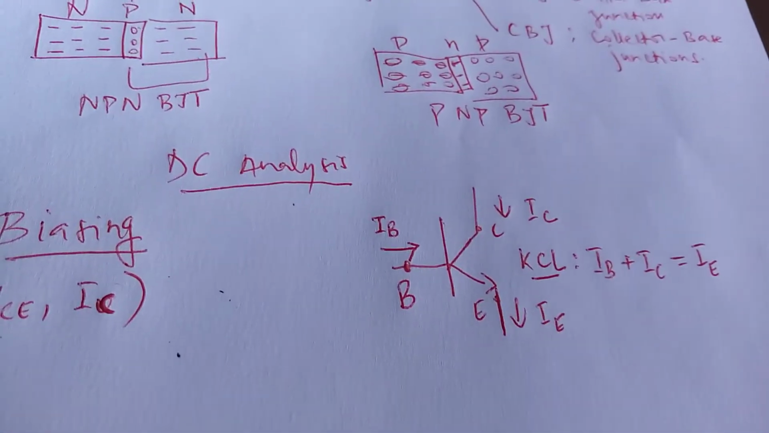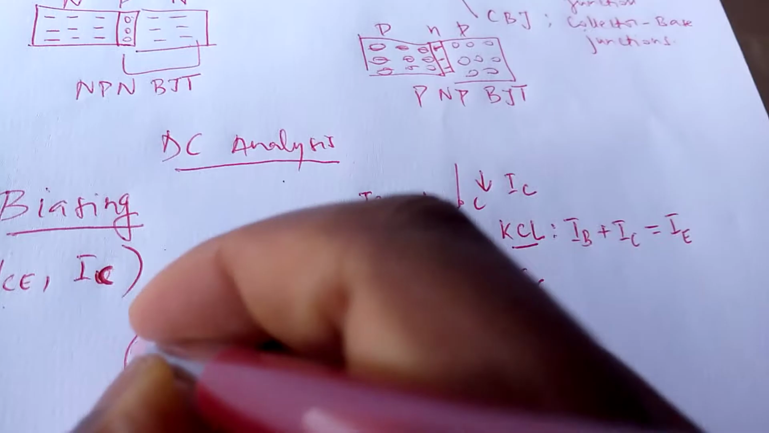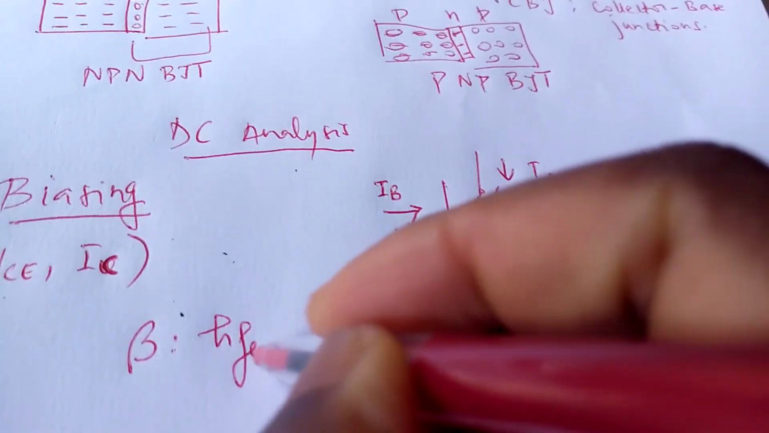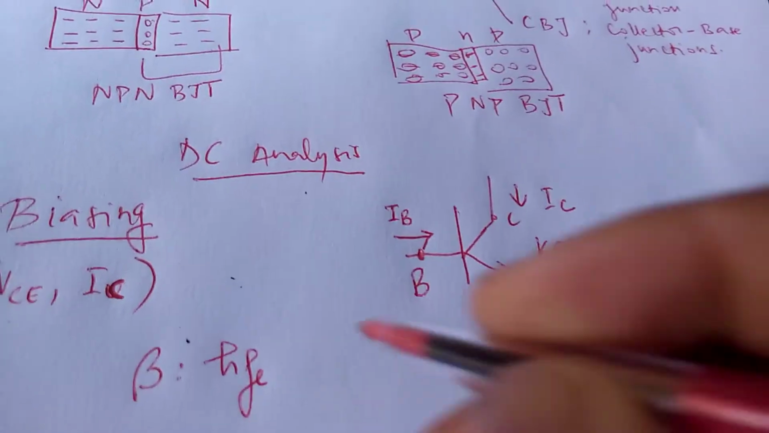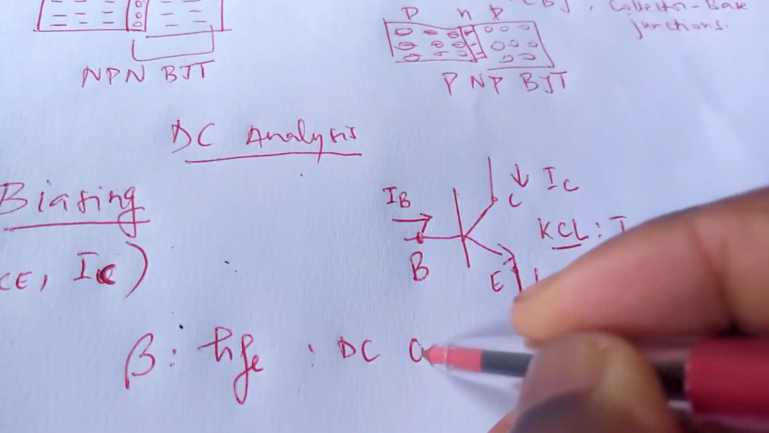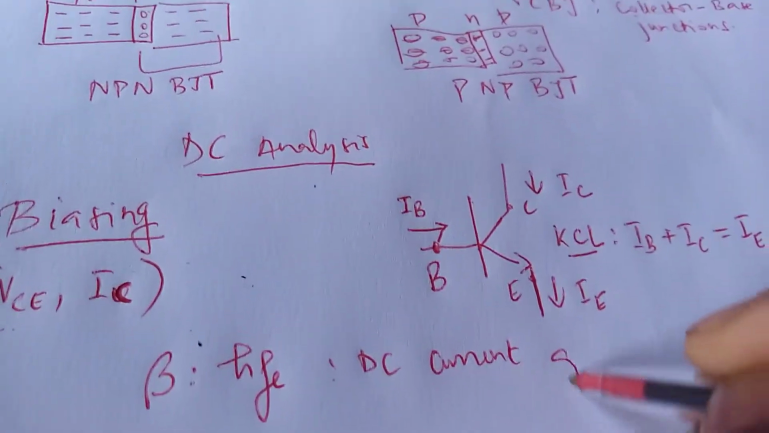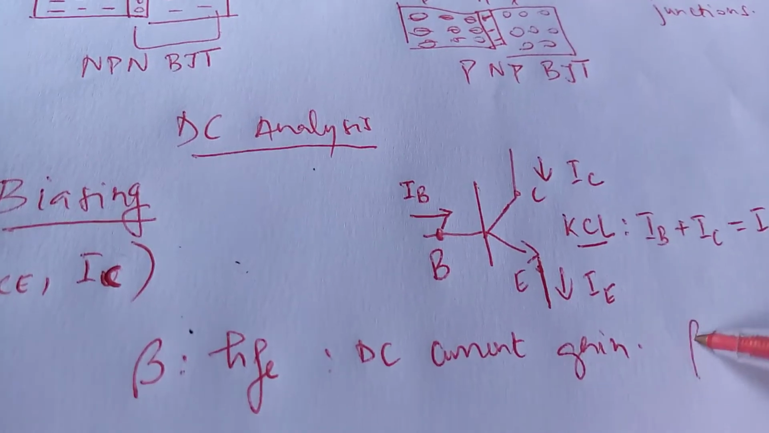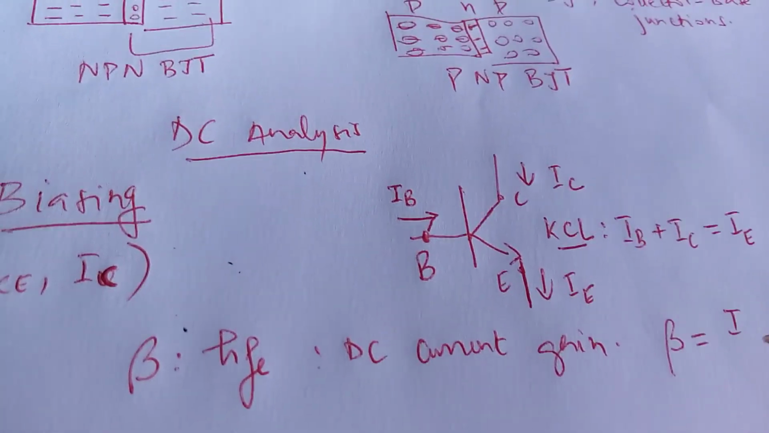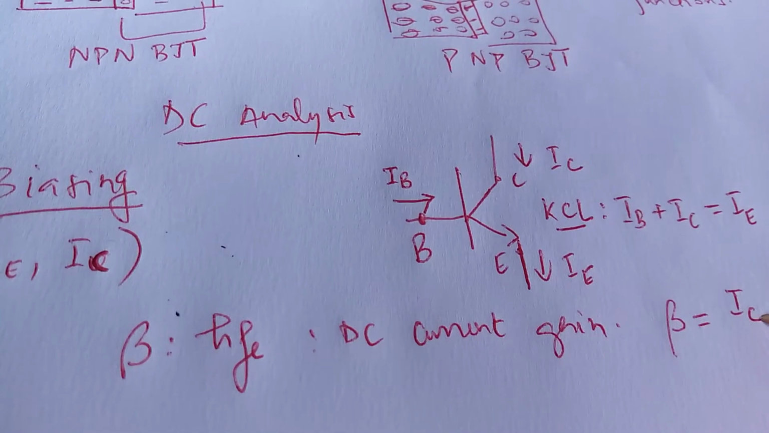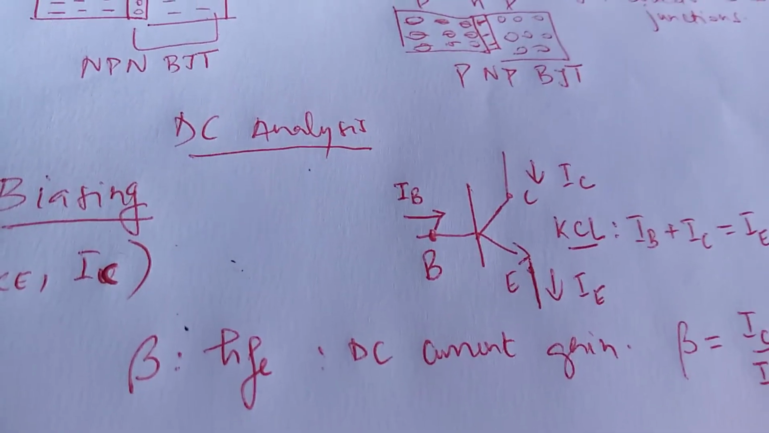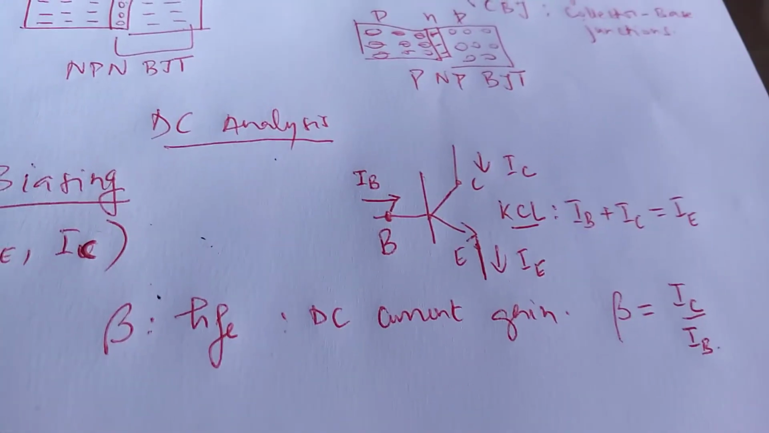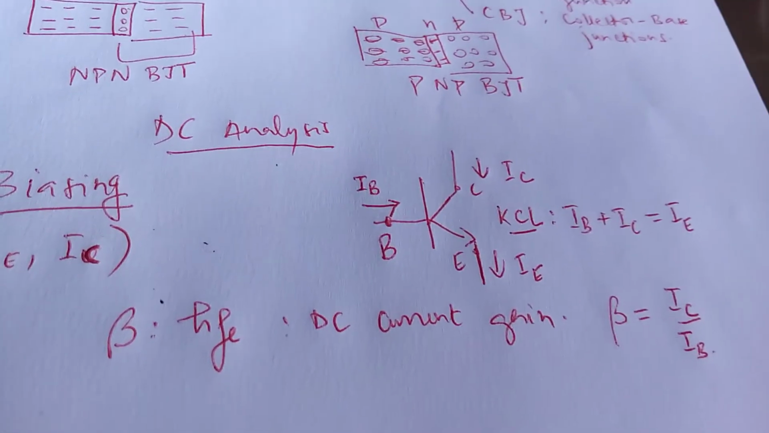You also recall what we call beta of a transistor, which is a very important characteristic, sometimes referred to as HFE. HFE is nothing but the DC current gain of a transistor, defined as the ratio between the collector current and the base current. The collector current is considered to be the output current and the base current the input current. That is what we call beta.